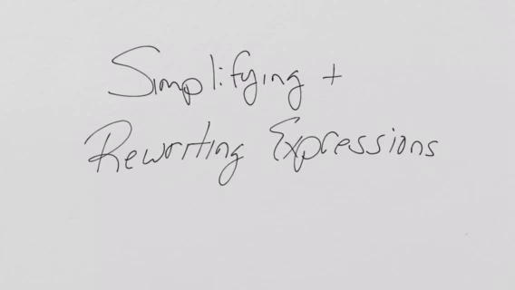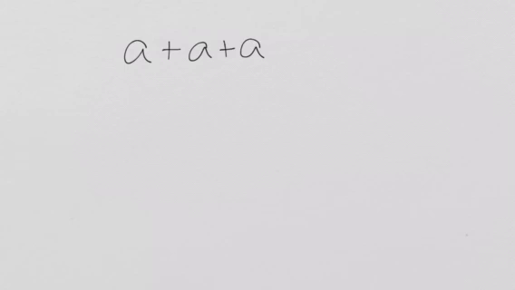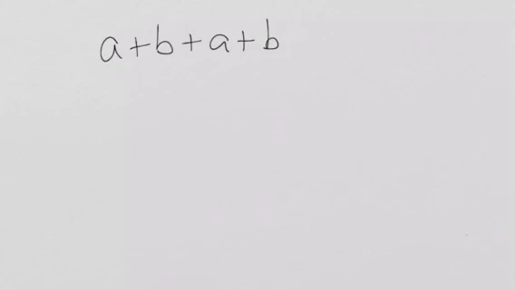Okay, today we're going to be simplifying and rewriting expressions. This is going to seem just a little bit easy, and it should be. What if we had a plus a plus a? How much would that be? Could we rewrite it as 3a? Why not write it as 2a plus a? Both of those are correct. They're both equivalent to a plus a plus a.